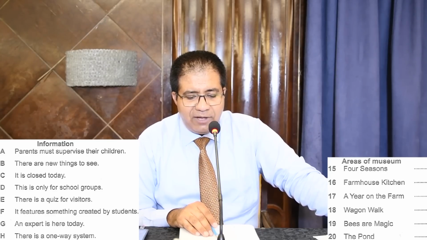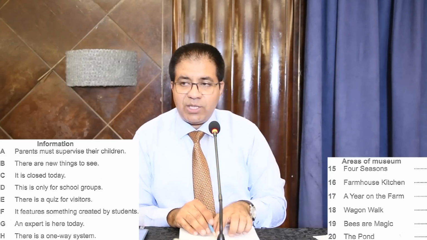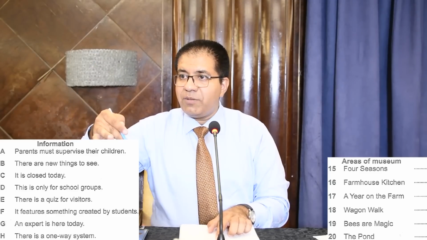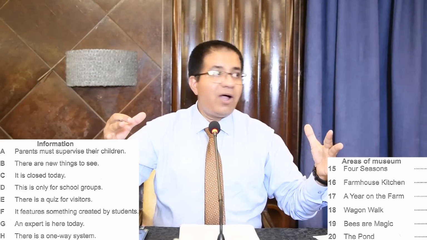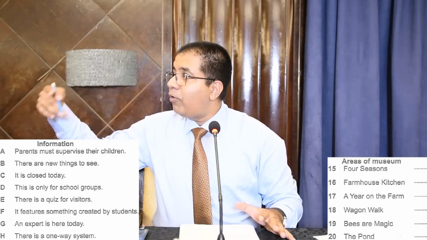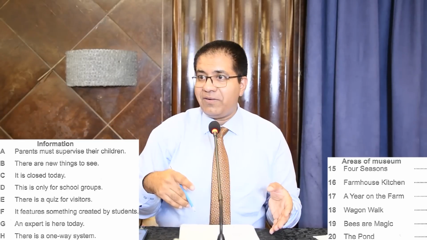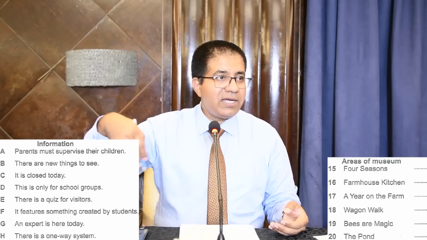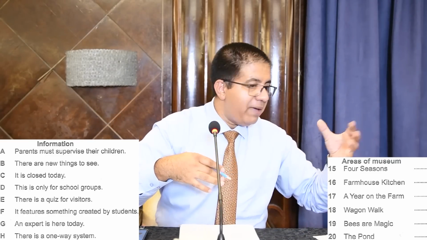Option H, there is a one-way system. What is a one-way system? For example, this is one gallery of the museum. You enter, you look around, and then you go to another one. Now, when you go to the other one, you cannot come back here. It's one way, right? It's all one way, you cannot go back, okay?